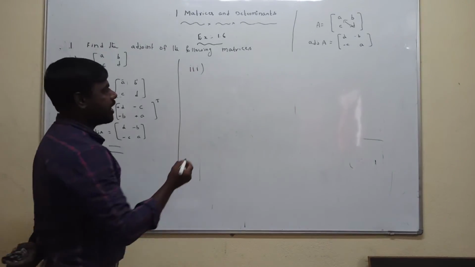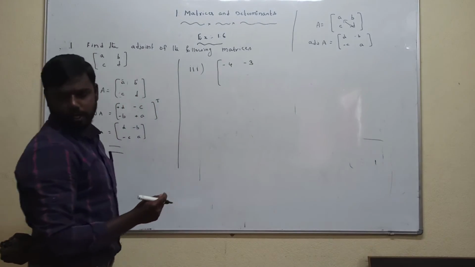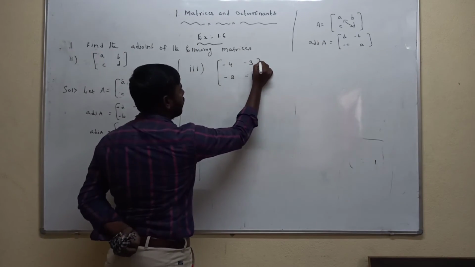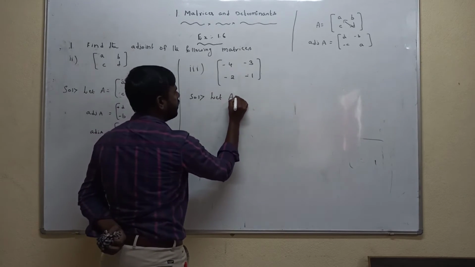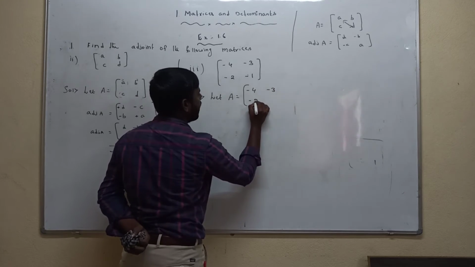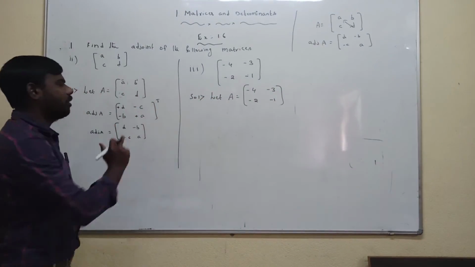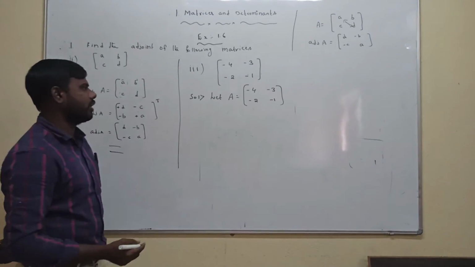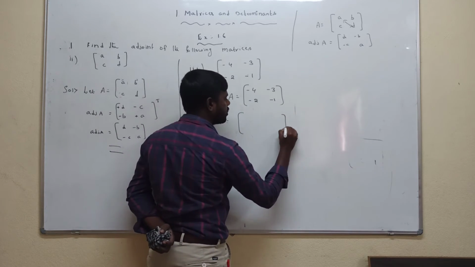The given matrix is [-4, -3; -2, -1]. So the solution is: let A equal [-4, -3; -2, -1]. Directly you can apply this formula, or else you can apply the normal formula. I am applying the normal method first. Adjoint of A means the transpose of the cofactor matrix.